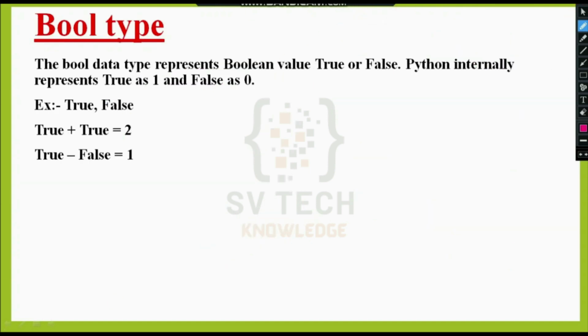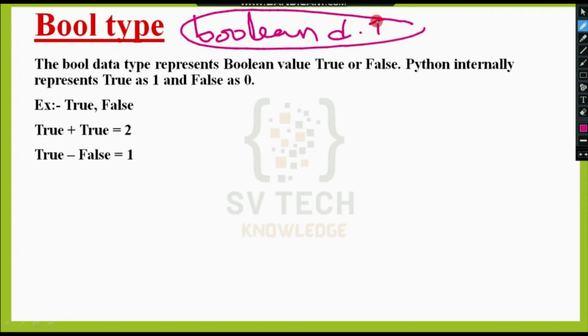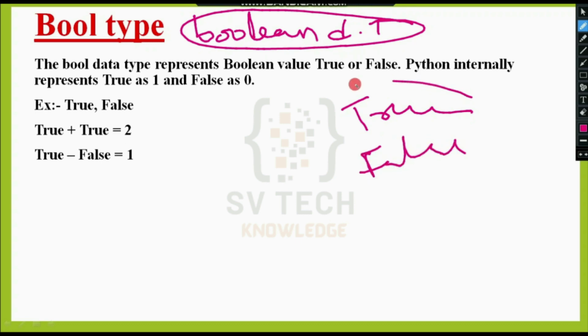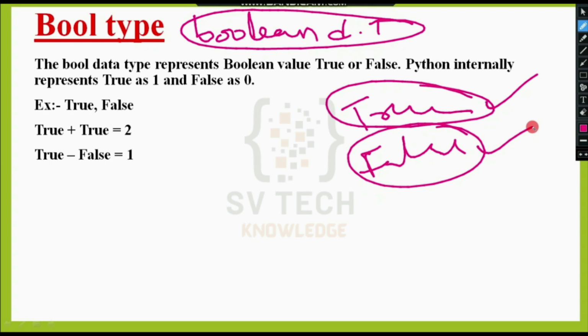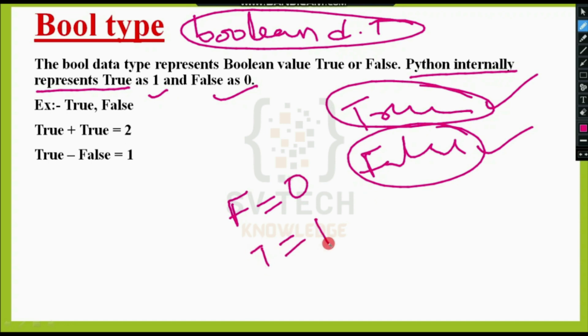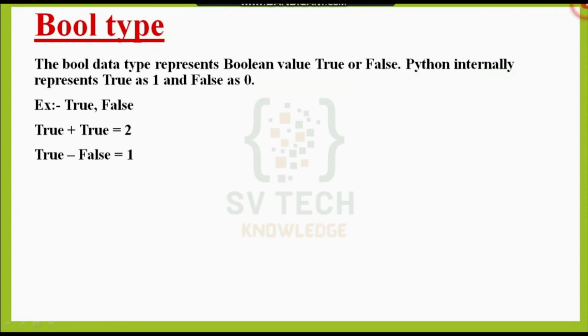Next, Boolean data type. We know from C language onwards what Boolean data type means. That is only two values, true and false. Okay, if the result satisfies the condition, true will come. If the result does not satisfy the condition, false will come. Python internally represents true as 1 and false as 0. So Python internally takes false as 0 and true as 1. So we will see that once.